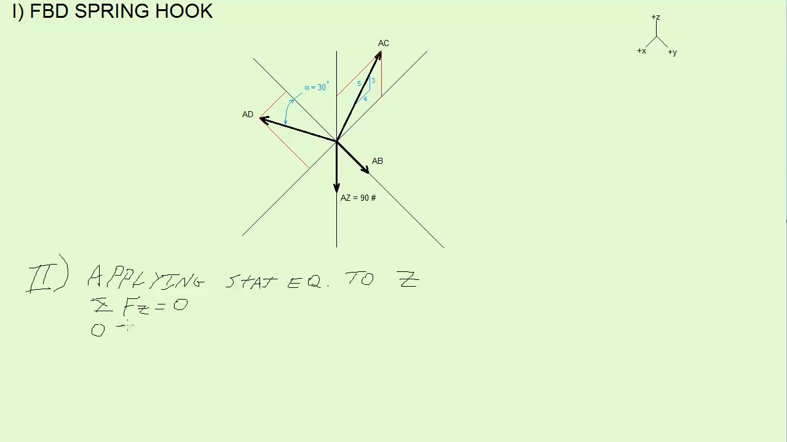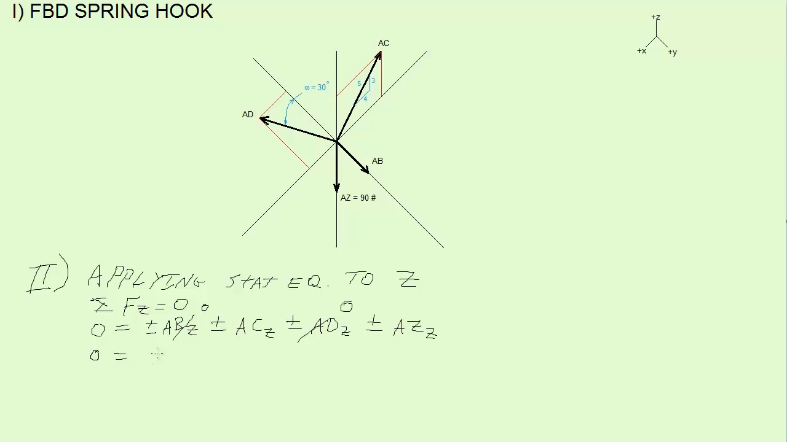which means that 0 equals plus or minus ABz plus or minus ACz plus or minus ADz plus or minus AZz. Looking at our vectors, AD has no Z component. Likewise, AB has no Z component. So then 0 equals.